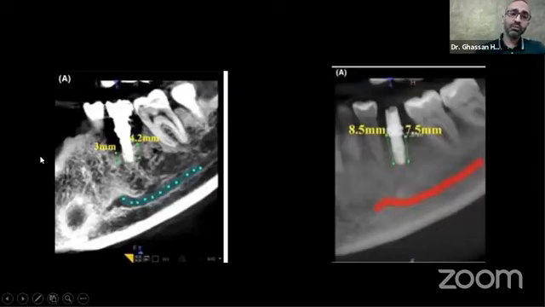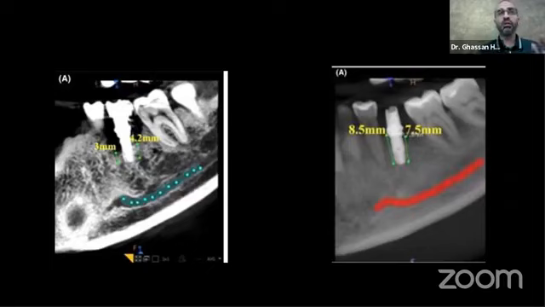This is how it looks before. We have just 3 millimeters of the implant in bone mesially before, and now we have 8.5 millimeters. That means that we have 5.5 millimeters vertical bony gain. It's not just that, we have circumferential bone regeneration around the implant.